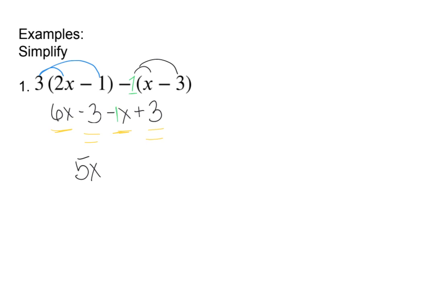And then as far as the constants go, I have negative 3 plus 3. Well, negative 3 plus 3 is 0, so we don't need those anymore. We don't have to write plus 0, or else we'd be doing that on every problem. Right there is your simplified version of that polynomial, just 5x.